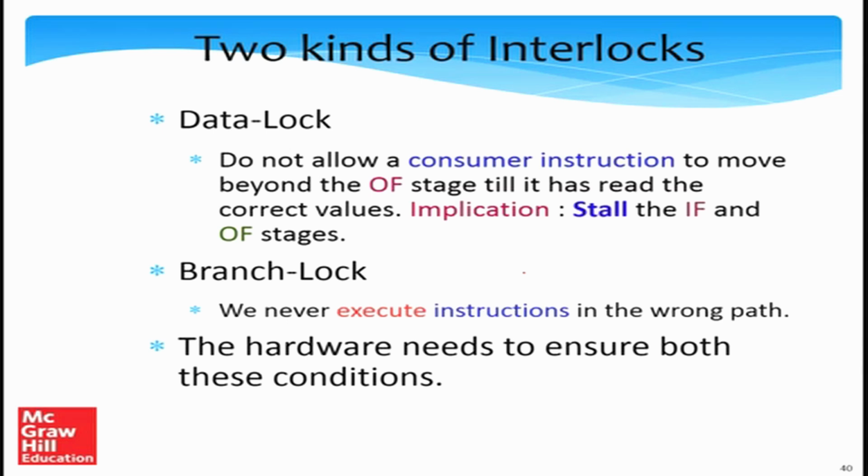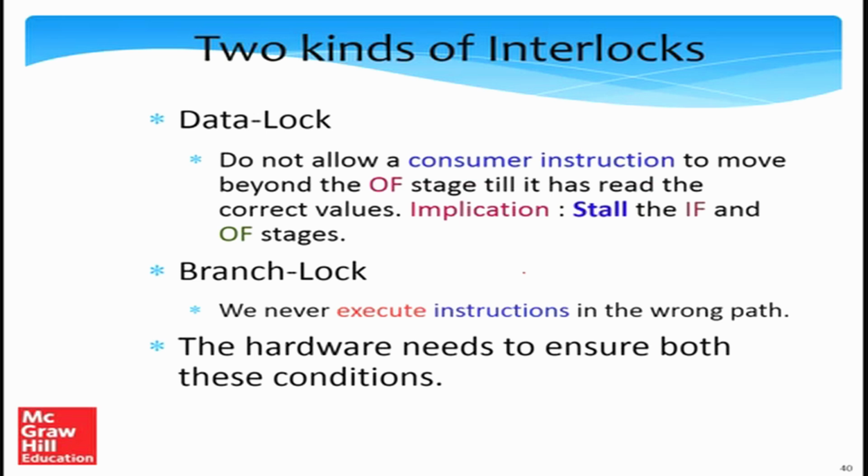So there are two kinds of interlocks. One is a data lock and the other is a branch lock. A data lock basically says that do not allow a consumer instruction to move past the OF stage till it has read the correct values. So basically you stop an instruction in the operand fetch stage till it gets all the correct values. And the implication of this is that essentially you stall the IF and the OF stages.